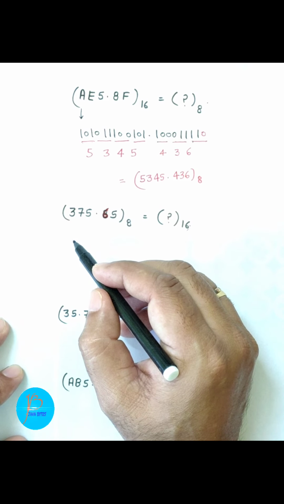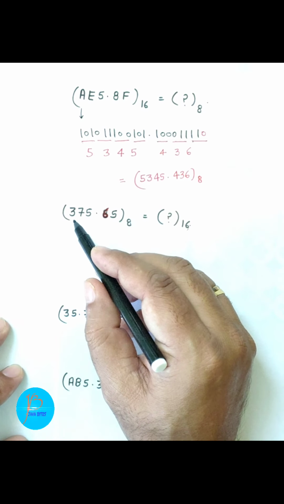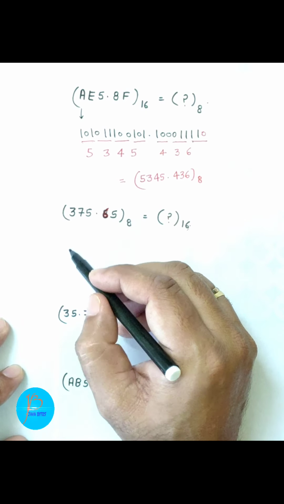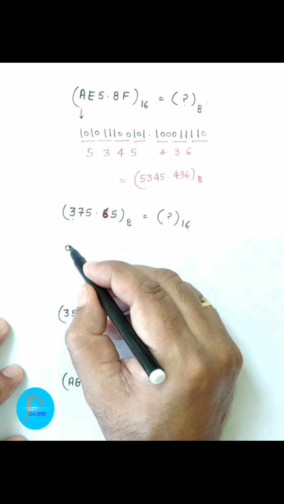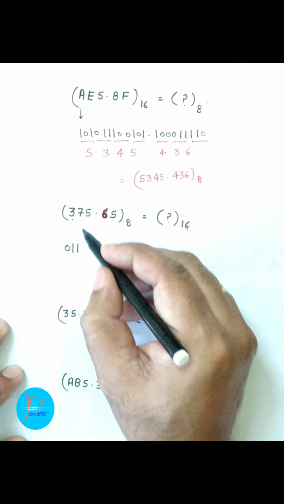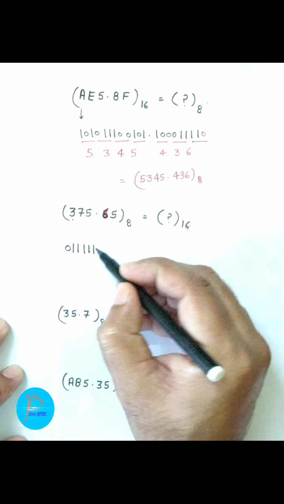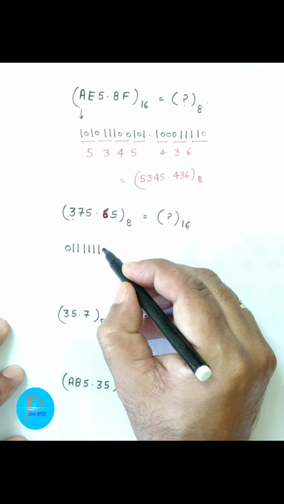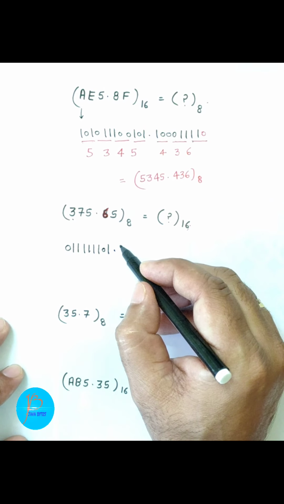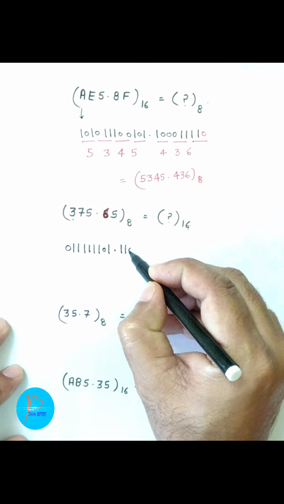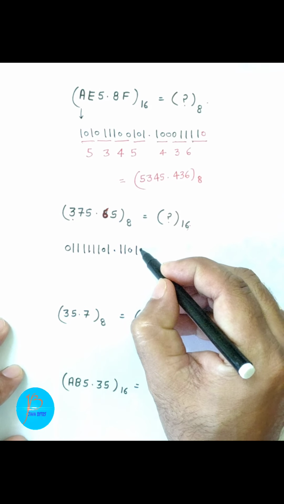So you know that when you are copying the binary equivalent of this octal digit, you will copy the binary equivalent of length 3. For example, for 3 you know that its equivalent is 011. For 7 it is 111, for 5 it is 101, point, then again 6, for 6 it is 110, and for 5 it is 101.